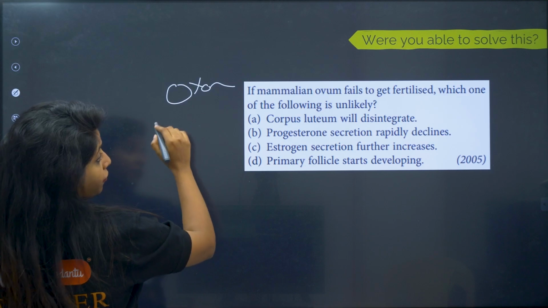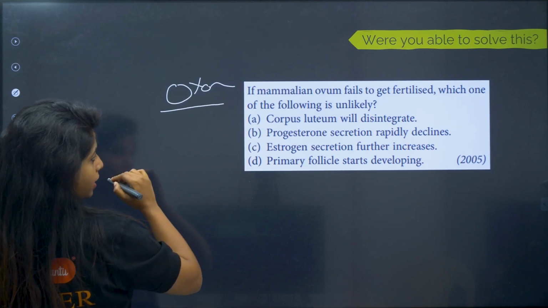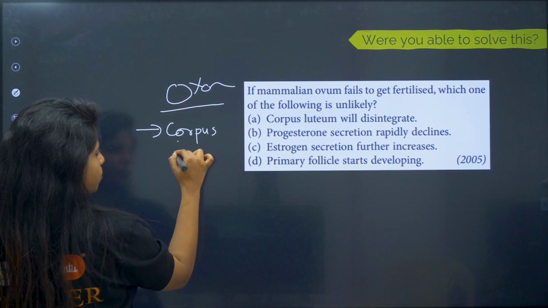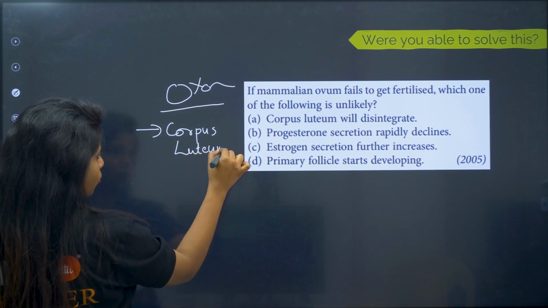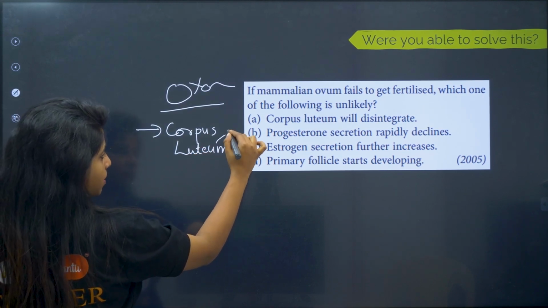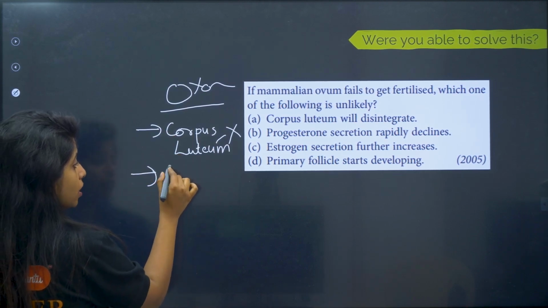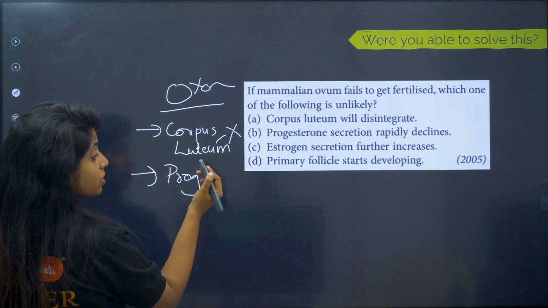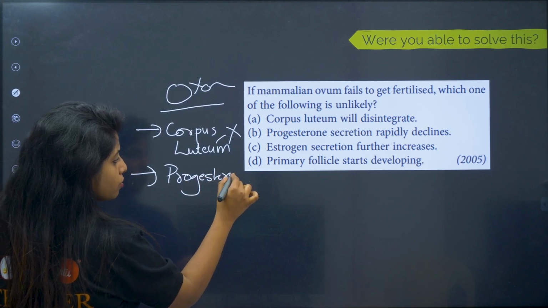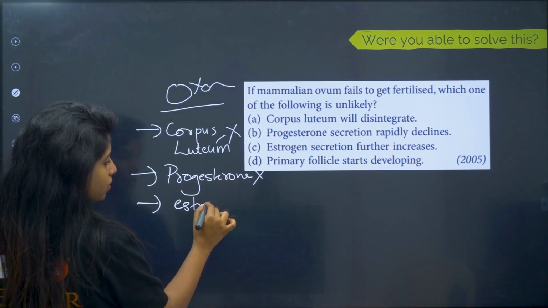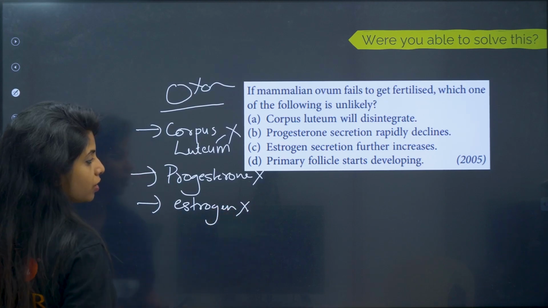So if it is not getting fertilized, obviously corpus luteum, is there a need of it? No. So corpus luteum says tata bye bye and it goes. Okay. Now next thing, if corpus luteum is not being produced enough, the corpus luteum is disintegrating, then progesterone won't be produced enough. And same goes with estrogen. Estrogen will also be not produced enough.